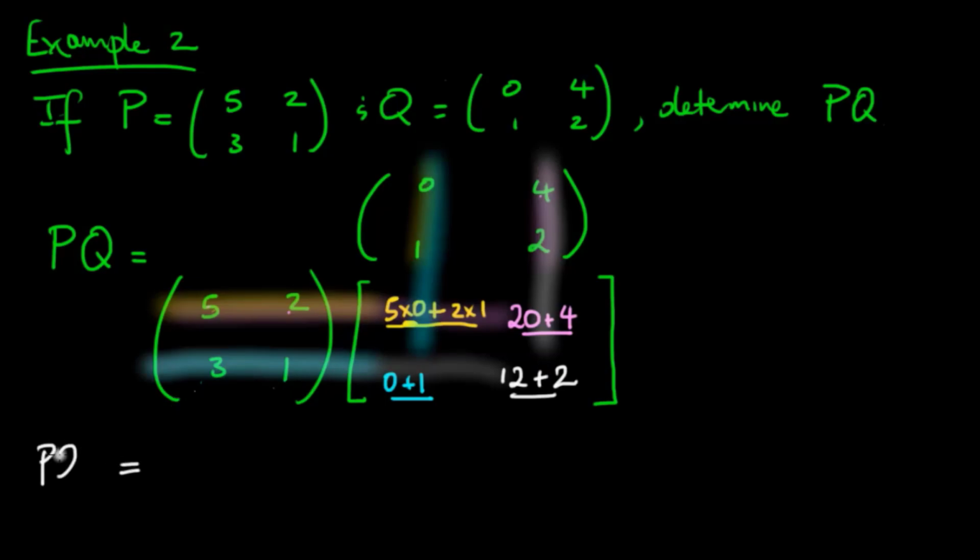Now that we've done the multiplication, let's work it down. So 5 times 0 is 0, and 2 times 1 is 2. So that means the first entry is going to be 2. 20 plus 4 is 24. 0 plus 1 is 1, and 12 plus 2 is 14. Therefore, this is what PQ would work out to be.